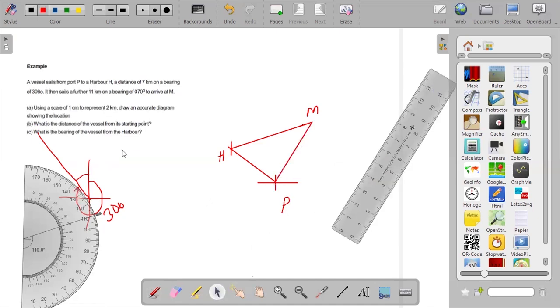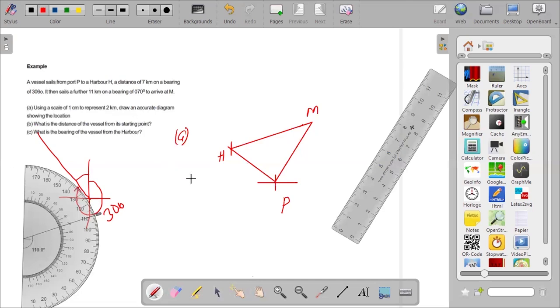Now, what are we to calculate? Using a scale of 1 centimeter to represent 2 kilometers, draw an accurate diagram showing the location. That is question A answered. And question B: what is the distance of the vessel from its starting point?